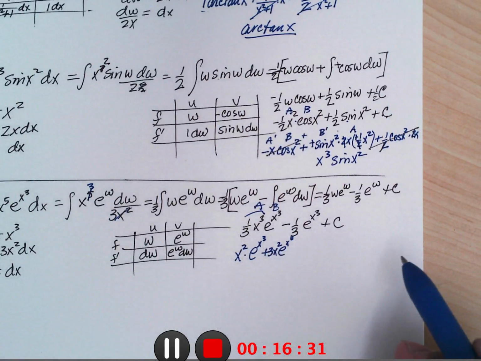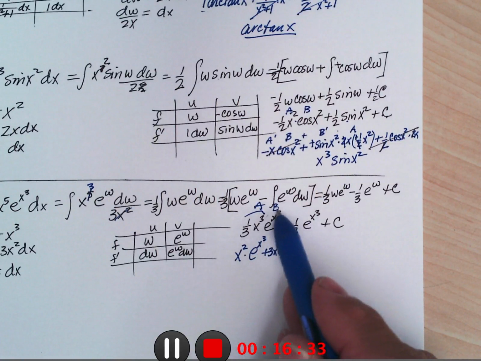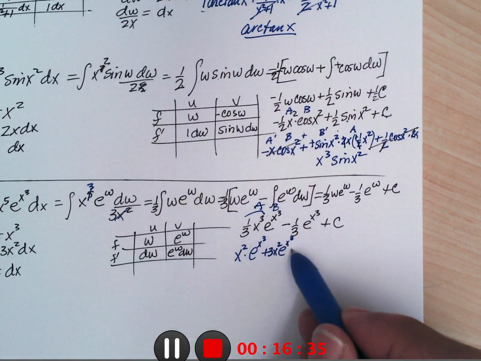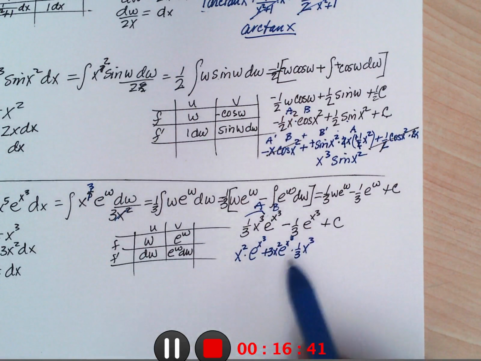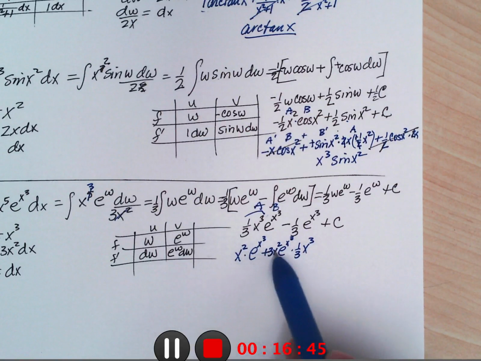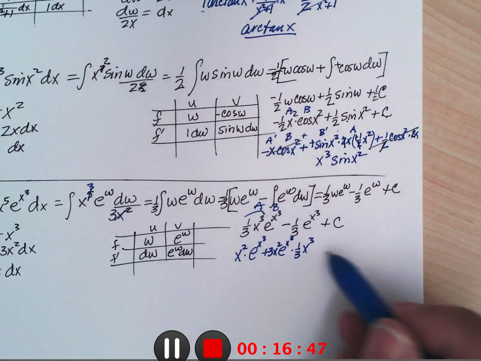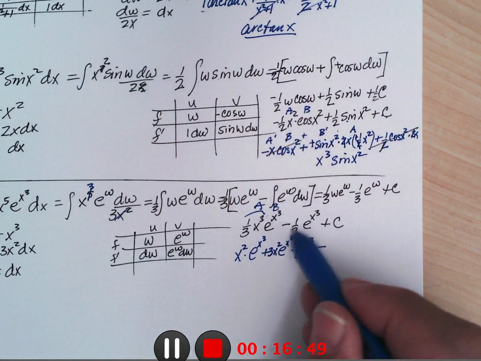That's the derivative of b times a, which is 1/3 x to the third. So that's b prime a. This was a prime b plus b prime a, minus the derivative of this, which is 1/3.